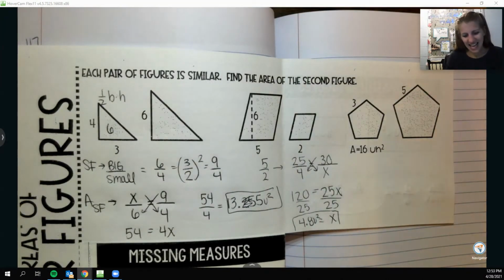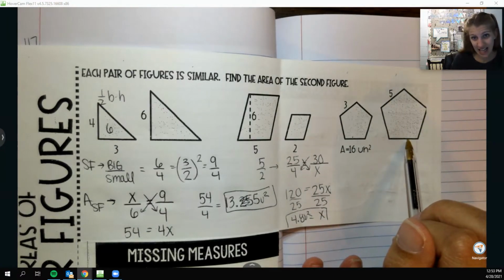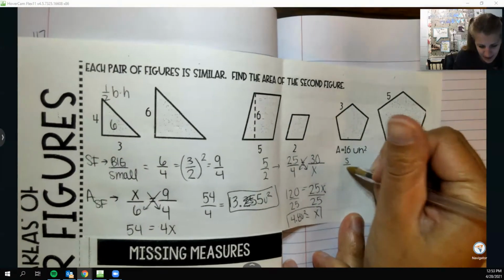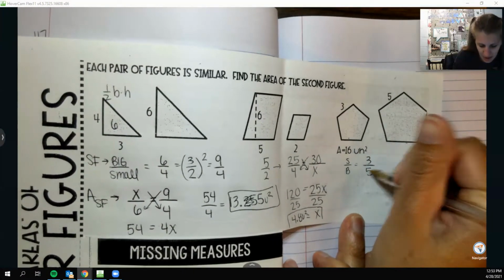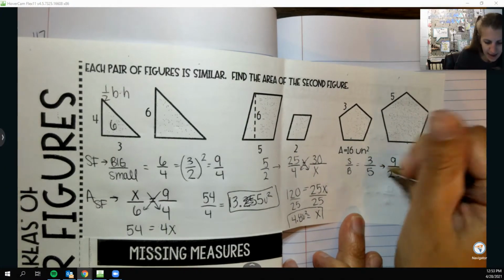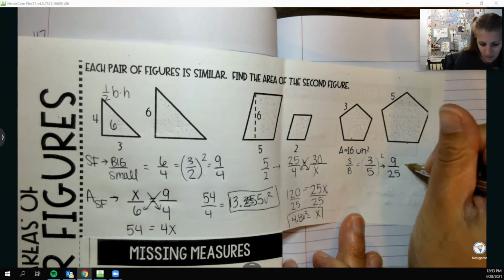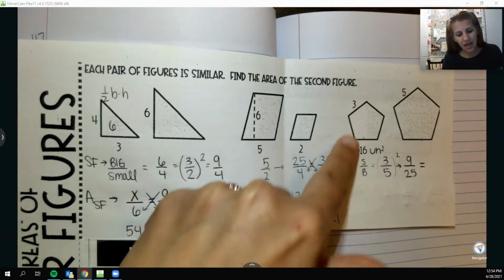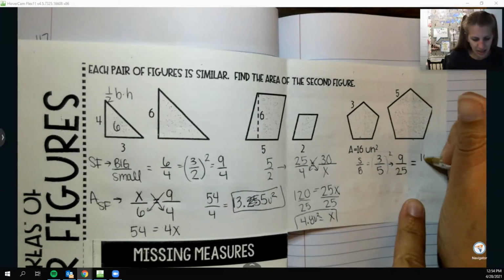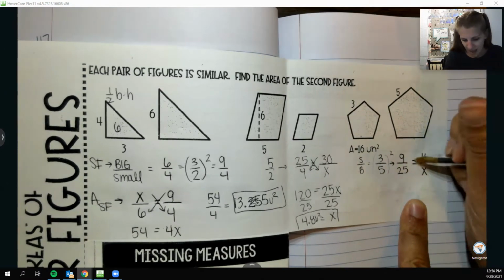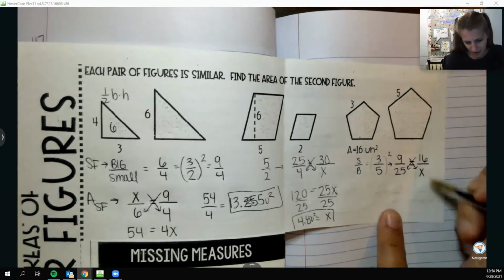All right, looking at this last one here, it's a pentagon. And I can find the scale factor right now. It's 3 over 5 or 5 over 3. Let's go small over big for funsies. So 3 over 5, which means that the area scale factor will be 9 over 25 because I've got to square it. And I'm going to set that equal to the actual areas. So I know the actual area of the small pentagon is 16. I do not know the area of the big one, but I would love to. So I'm going to call it x. And then we're going to cross multiply, and then we're going to solve.